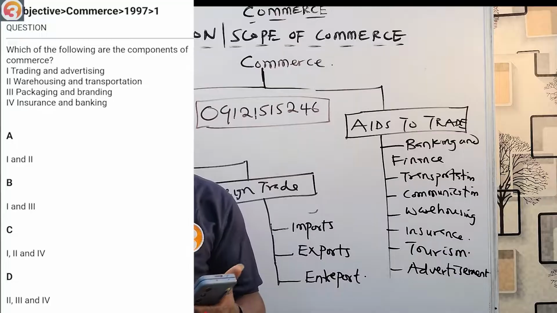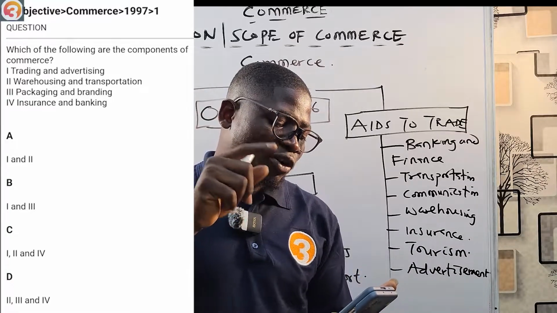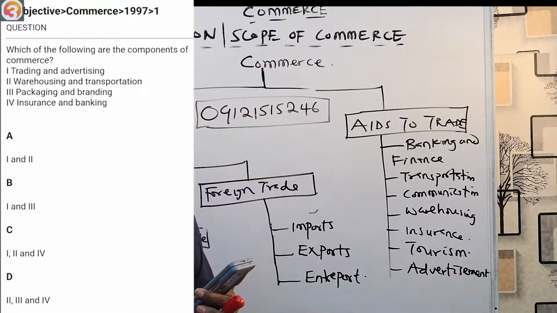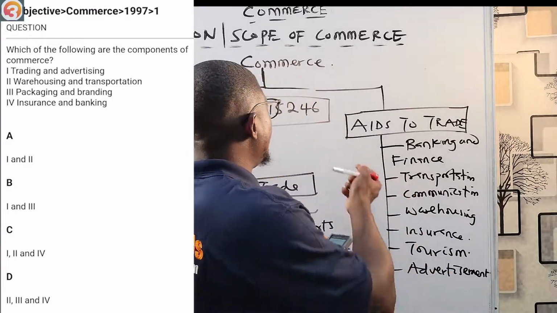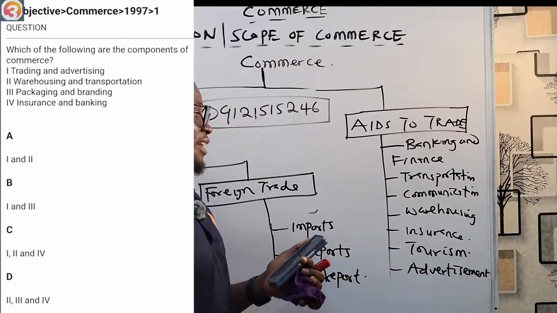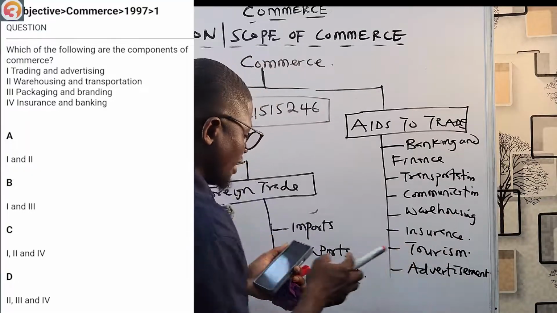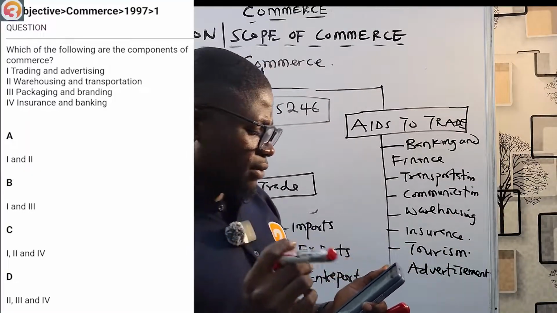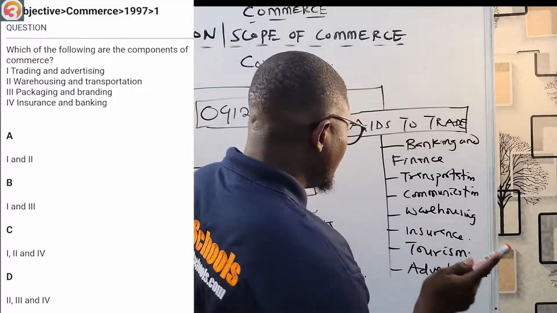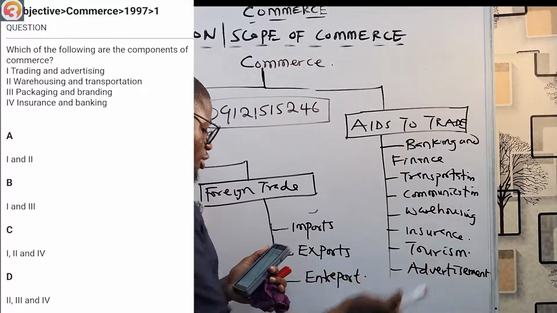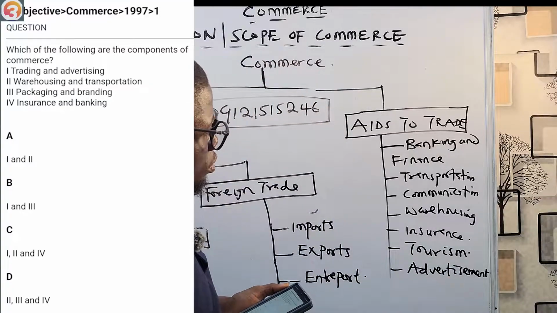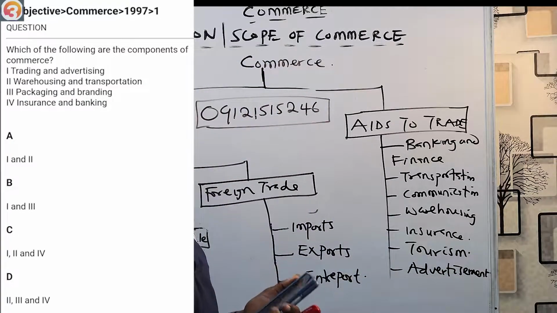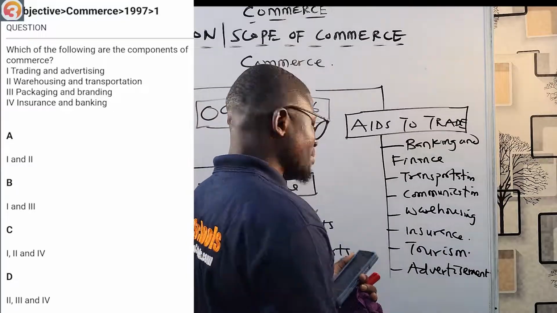Okay. So they say which of the following are the components of commerce? Number 1, I say trading and advertising. There's trading, right? There's trade. There's advertising. Then 2, warehousing and transportation. There's warehousing. There's transportation. Now they say 3, packaging and branding. There is packaging and branding there? No, it's not there. Although it could be a subset of advertisement, but it's not there.